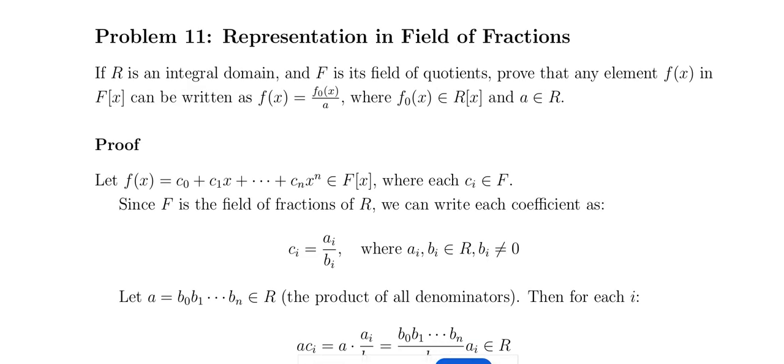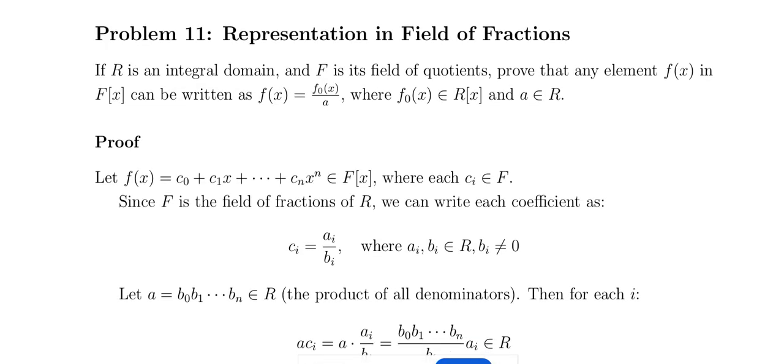Another representation: R is an integral domain, F is its field of quotients. Any element f of x in F of x can be written as f of x equal to f naught of x divided by a, where f naught of x belongs to R of x and a belongs to R. Since R is an integral domain and F is its field of quotients, any polynomial in F of x can be expressed in the rational form f naught of x divided by a. That is the idea.